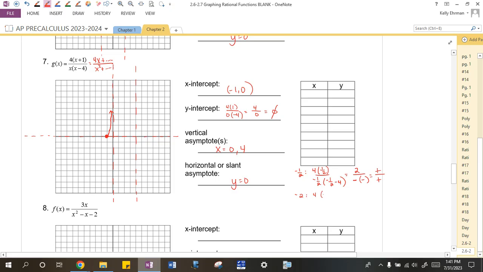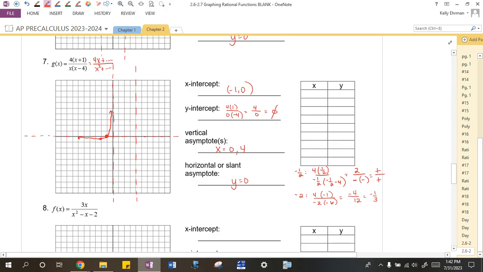4 times -1 over -2 times -6. 4 over -2, -4 over positive 12 is -1/3. So yeah, when I plug in -2, I am at -1/3. So if you want to plot more points, you can, but this graph will eventually continue to approach the y=0 line from underneath without crossing through again.